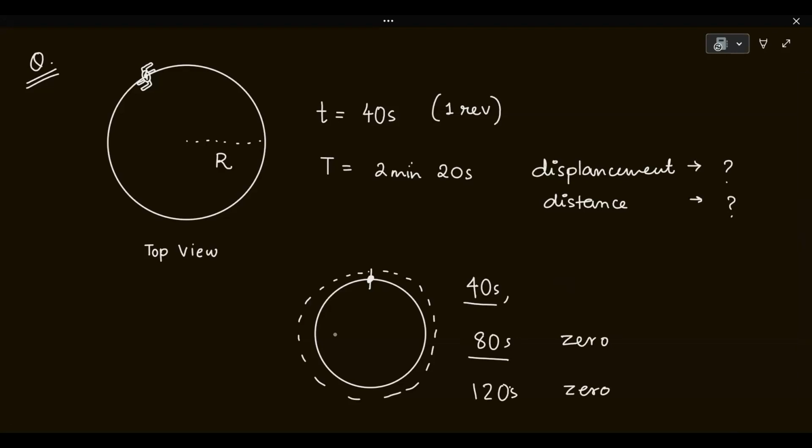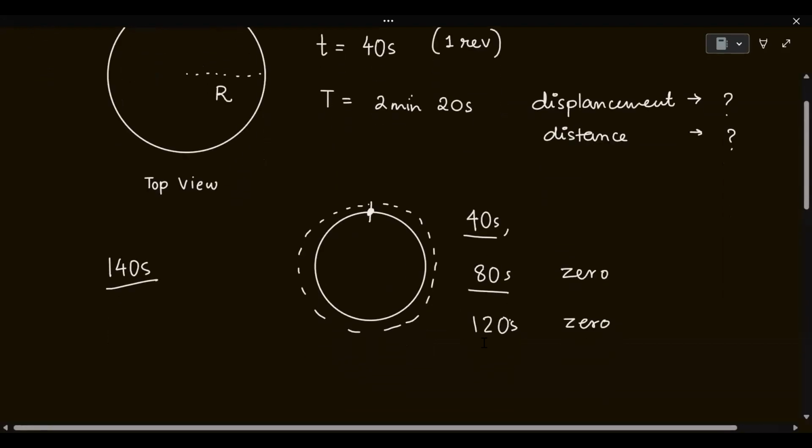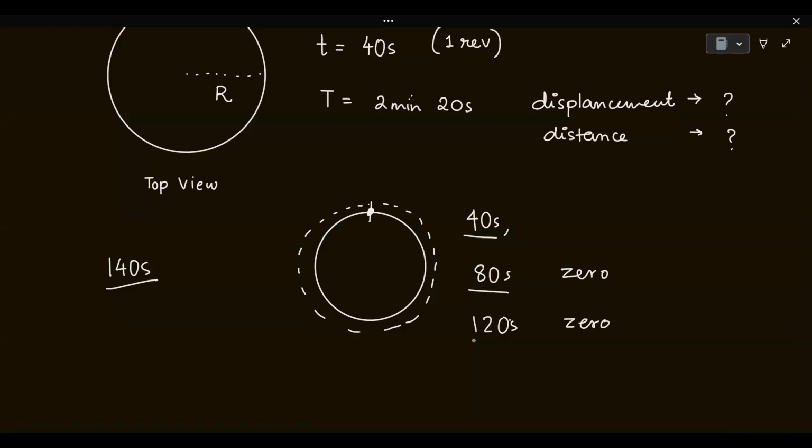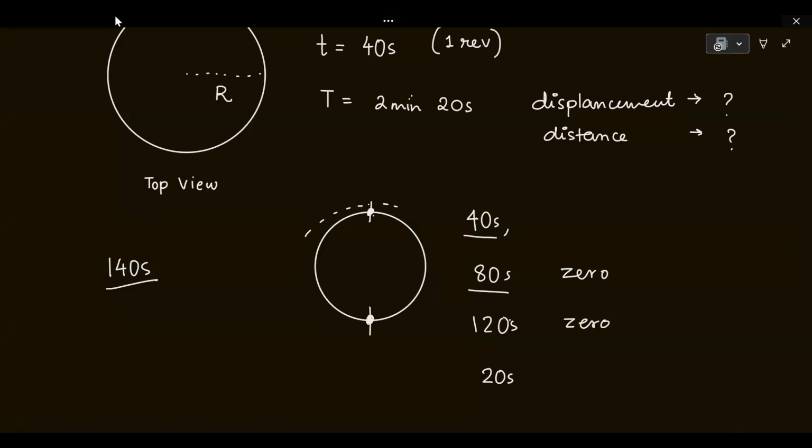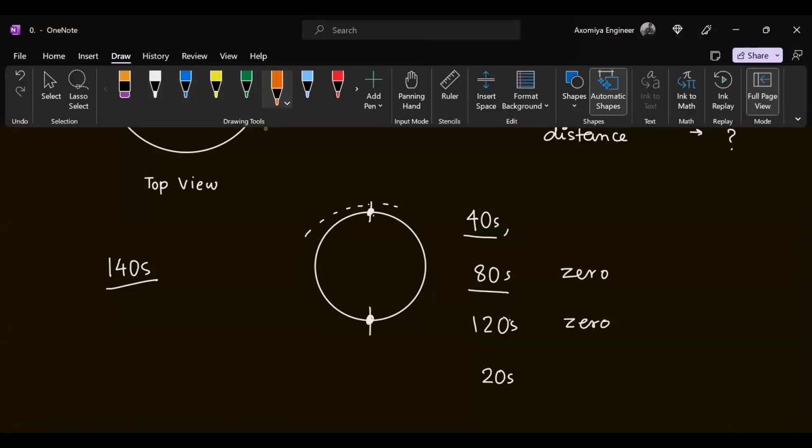Okay. The 2 minutes and 20 seconds that I gave is actually 140 seconds. So I know by the end of 120 seconds, the displacement is still 0. The remaining 20 seconds, I think all of you might have already realized that this person is going to reach exactly the opposite point on the circle. So if he starts from here, the boy is going to reach exactly the opposite side. Now, how have you defined displacement? It's the direct distance between final position and initial position.